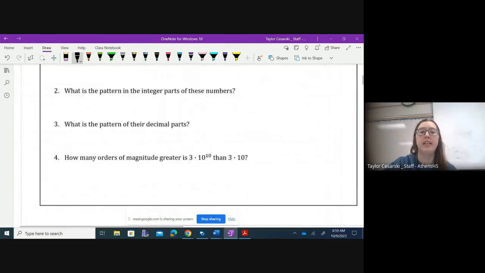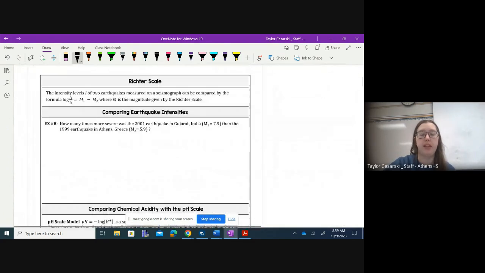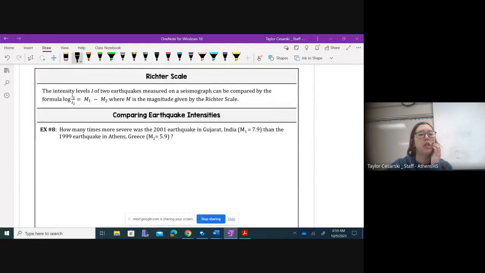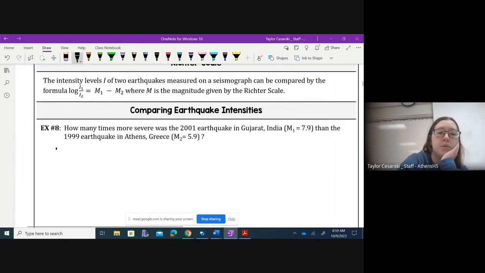Okay. All right, now we're going to do a couple of applications, and we'll do more applications in 214. This is just kind of to dip your feet in the water. So the Richter scale is something used to measure earthquakes, and it says the intensity levels of 2 earthquakes measured on a seismograph can be compared with the formula log I1 over I2 equals M1 minus M2, where M is the magnitude given by the Richter scale. So how many times more severe was the 2001 earthquake in India, M1 equals 7.9, than the 1999 earthquake in Greece, M2 equals 5.9? So we're just going to kind of plug into our formula.